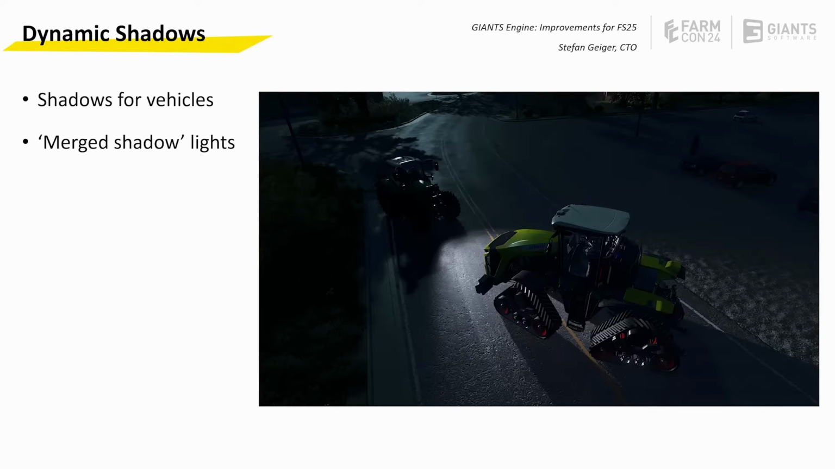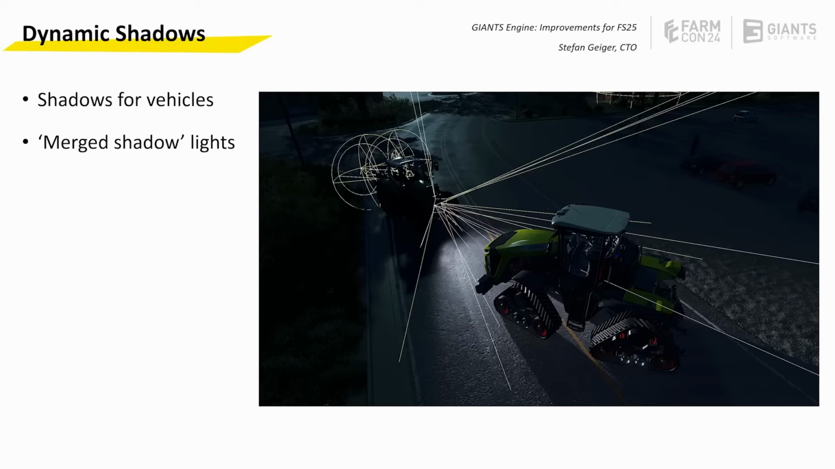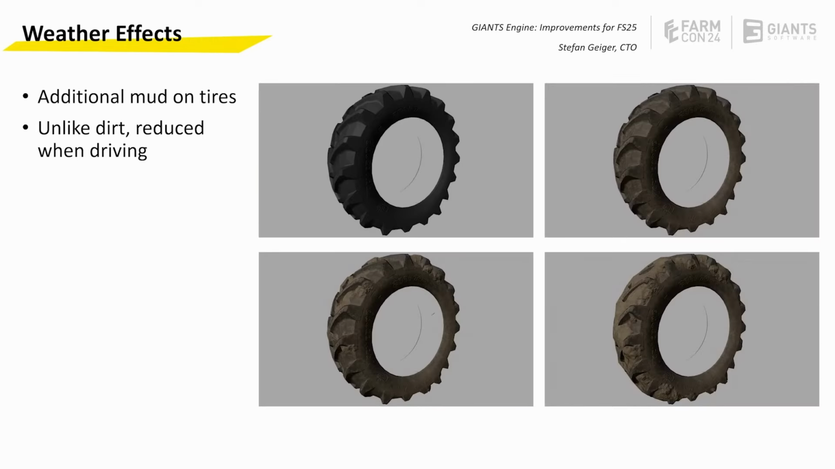Moving on, we have shadows for vehicles and merged shadow lights. And you'll see in this screenshot how the lights from the tractor face in the class are actually creating a shadow behind it. So the vehicle lights will have the ability to create shadows in FS25. Then here we get a breakdown showing where the light is going and how it's being blocked to make the shadow.